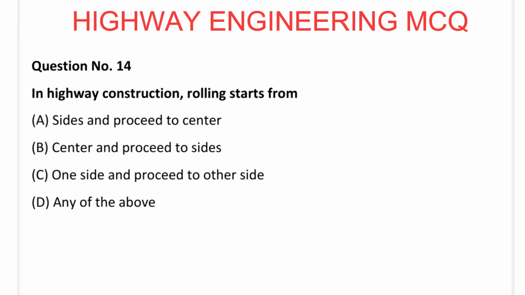So next question, in highway construction, rolling starts from A, side and proceeds to center. Option B, center and proceeds to side. Option C, one side and proceeds to another side. D, any of the above. So the correct answer is side and proceed to center.